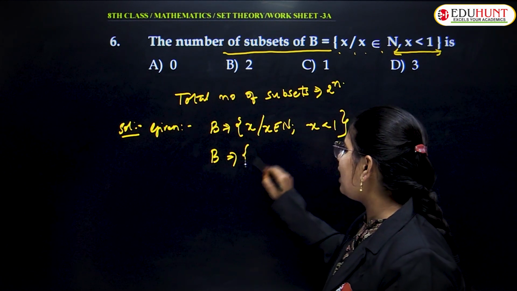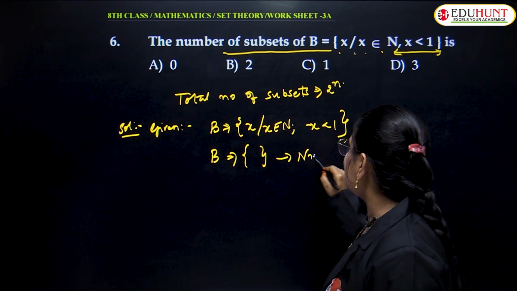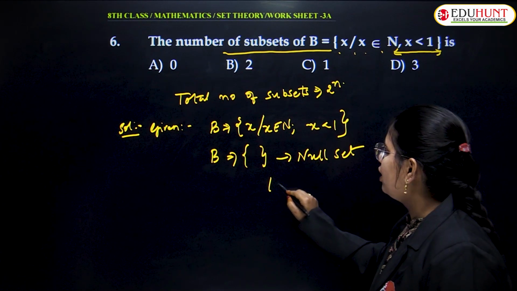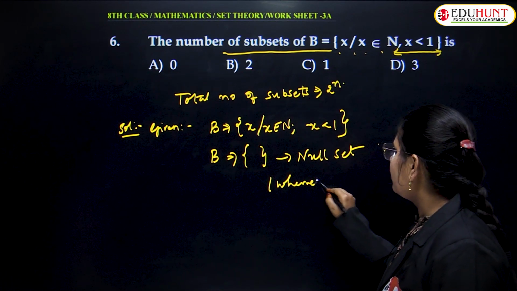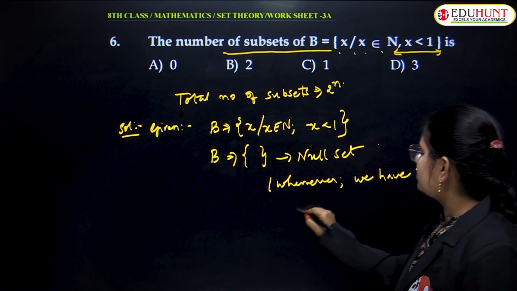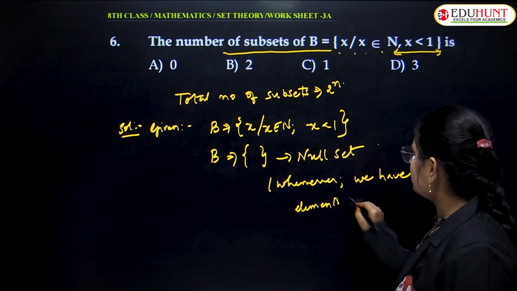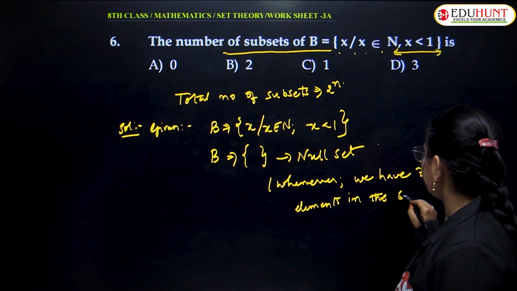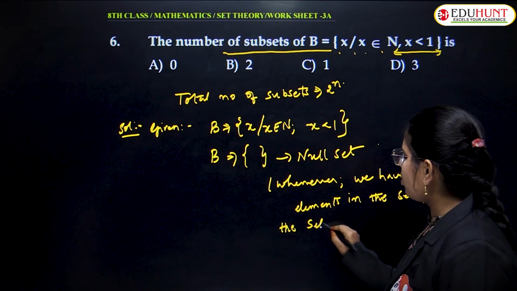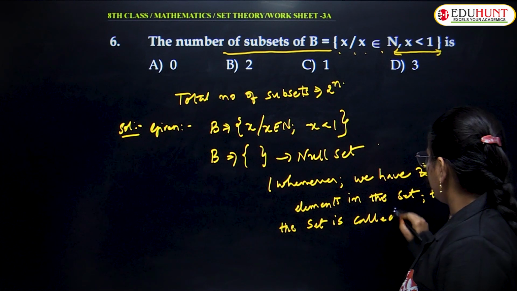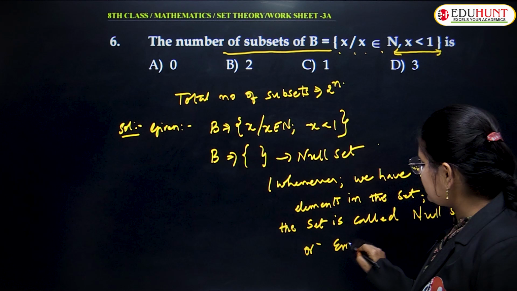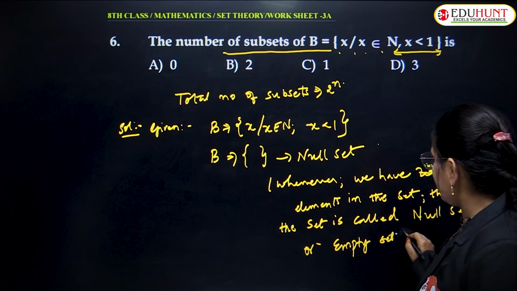So in that case we'll have zero elements. If you have zero elements, you can call such a set a null set. Please write down the definition. Whenever we have zero elements in the set, then the set is called a null set or empty set. Correct? Null set or empty set.